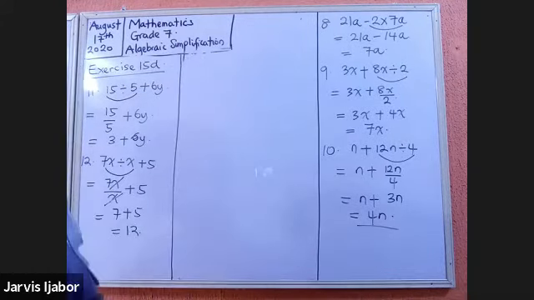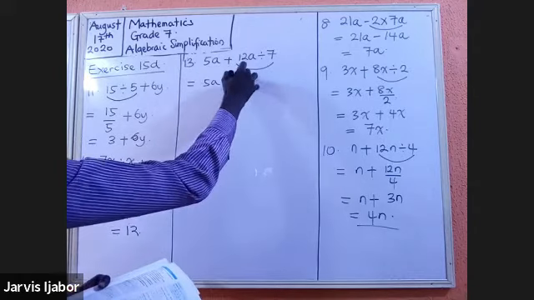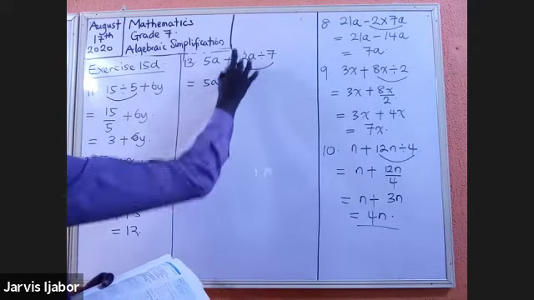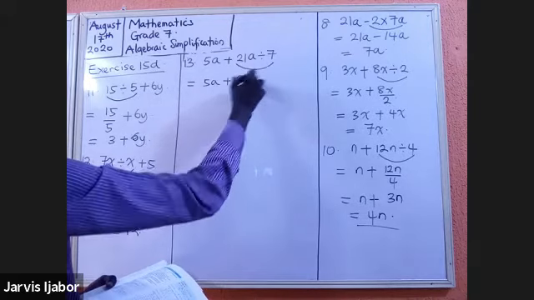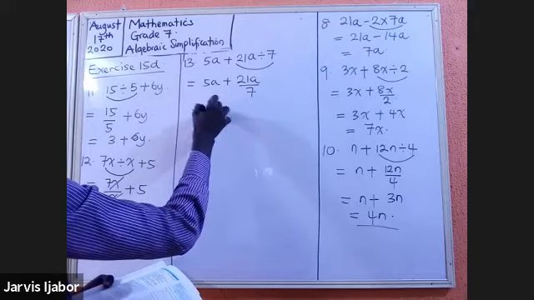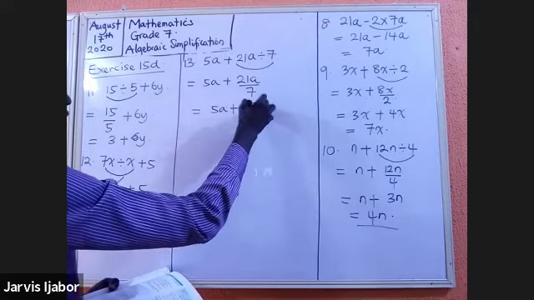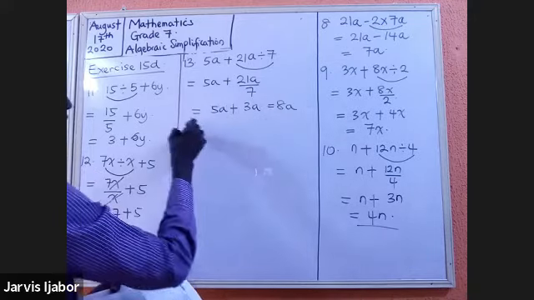All right, so question 13. In question 13, we have 5a plus 12a divided by 7. So you will do division first, and that will be 5a plus 12. Was that 12 or 21? So that should be 21. 21a over what? 7. 5a plus what? 3a. And that will give me 8a as my final answer.